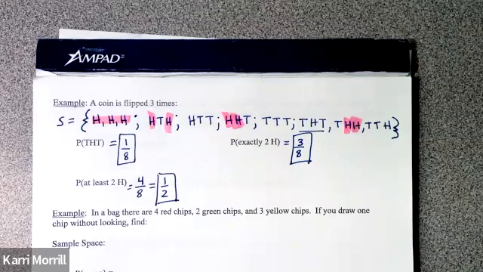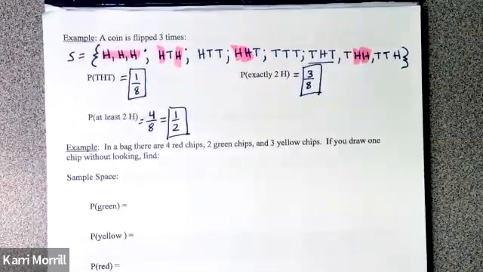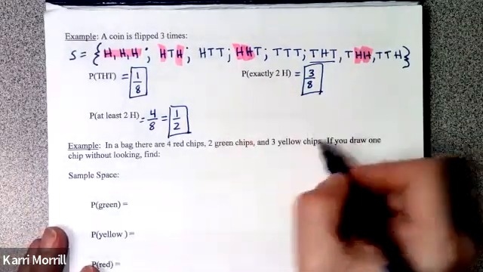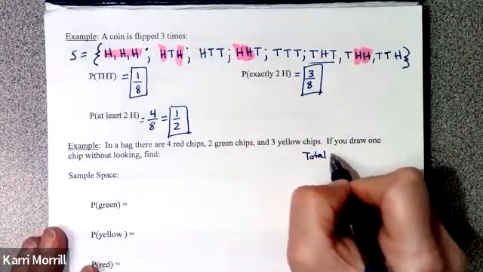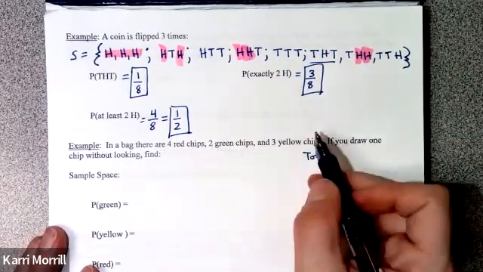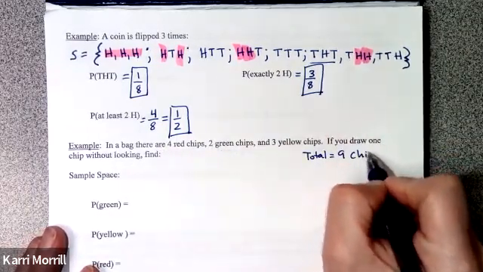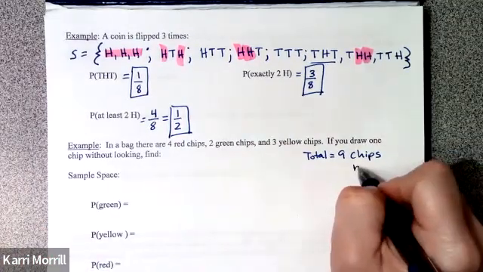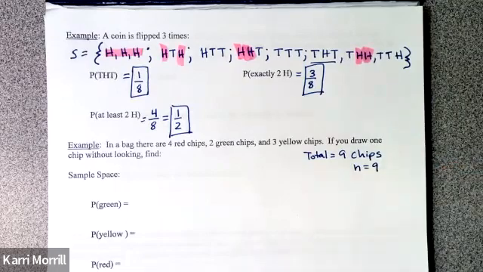Okay, let's take a look at the next one. It says in a bag, there are 4 red chips, 2 green chips, and 3 yellow chips. If you draw 1 chip without looking, find the following. For our sample space, we need to know how many total chips there are. So there's 4, 5, 6, 7, 8, 9 total chips. Who cares the color for a minute? There are 9. So our total amount is always going to be 9.